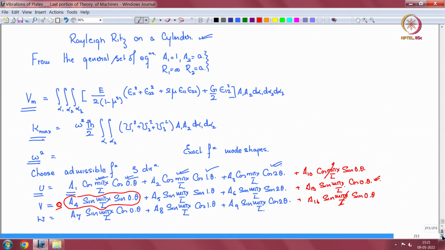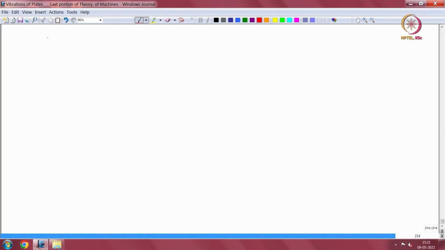Okay. Then you just do whatever the procedure is as before, del Vm del Ai minus omega square del psi m by del ai equal to 0. Okay. Then you form your generalized eigenvalue problem and you solve it. Then you should be able to get the resonances of a cylindrical shell.